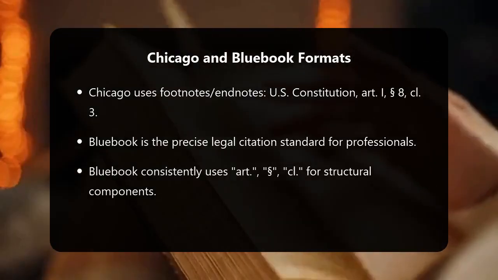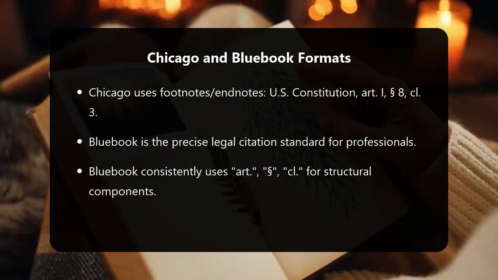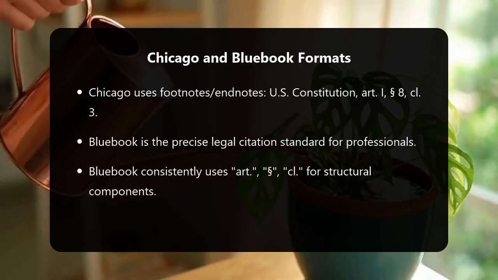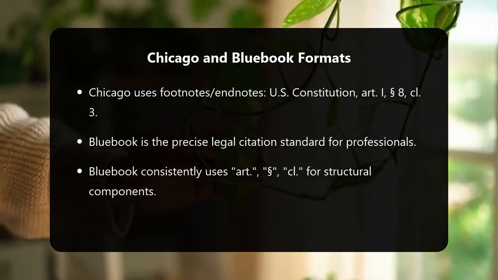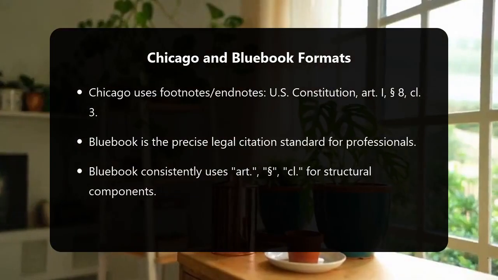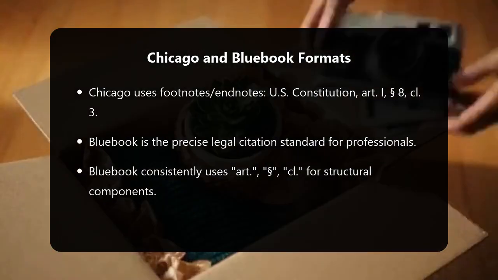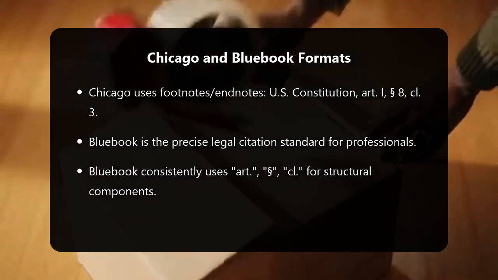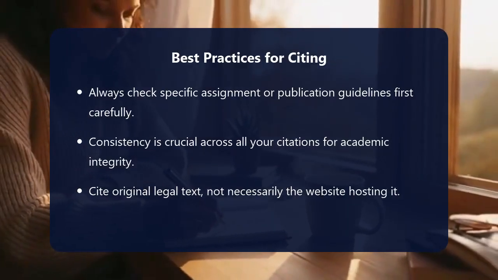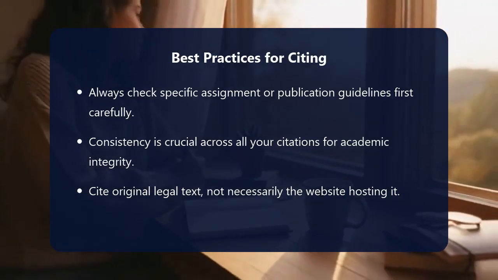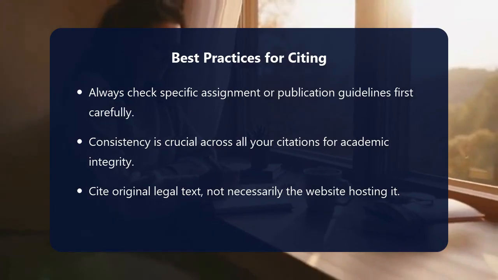Finally, and perhaps most importantly for legal professionals and scholars, is the Bluebook, a uniform system of citation. This is the gold standard for legal writing and offers the most precise guidelines. A Bluebook citation for the same clause would be U.S. Const. art. I, § 8, cl. 3. Notice the consistent use of art. for article, section sign for section, and cl. for clause, often without periods after the abbreviations in Bluebook. The Bluebook also details how to cite amendments, preambles, and specific parts of the Bill of Rights.